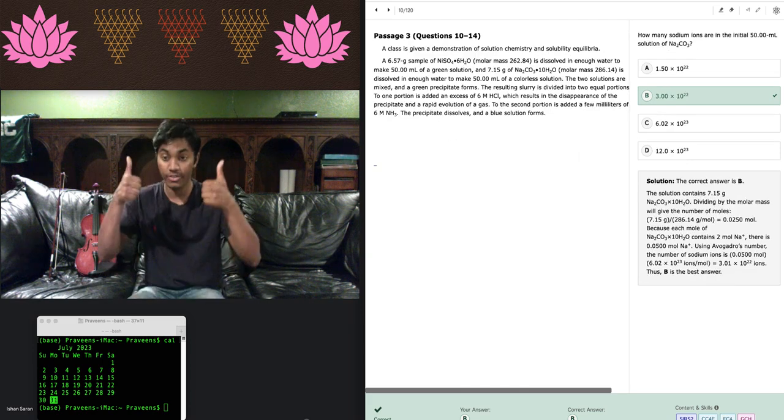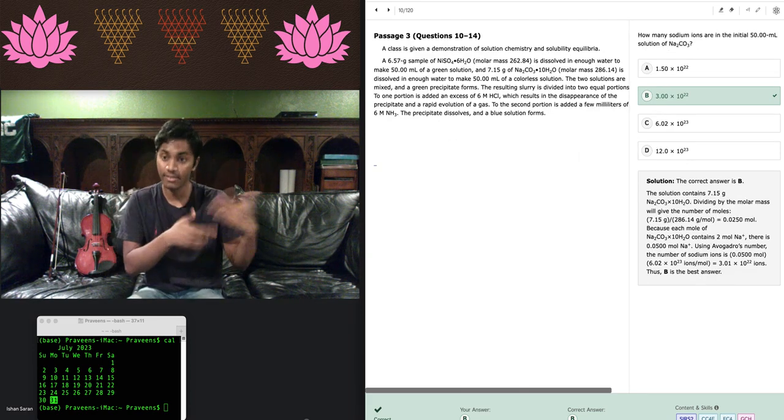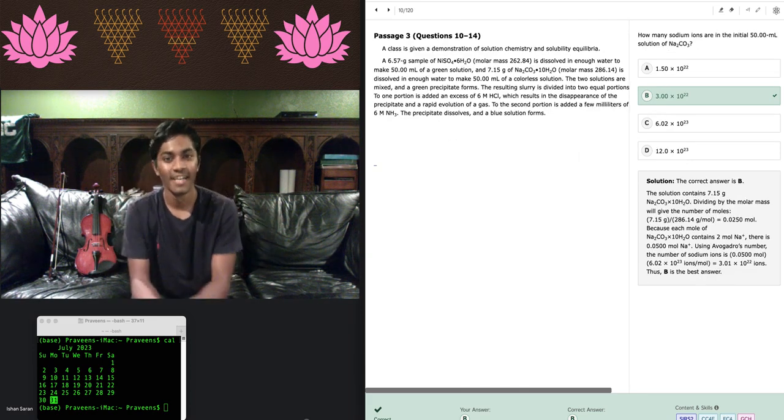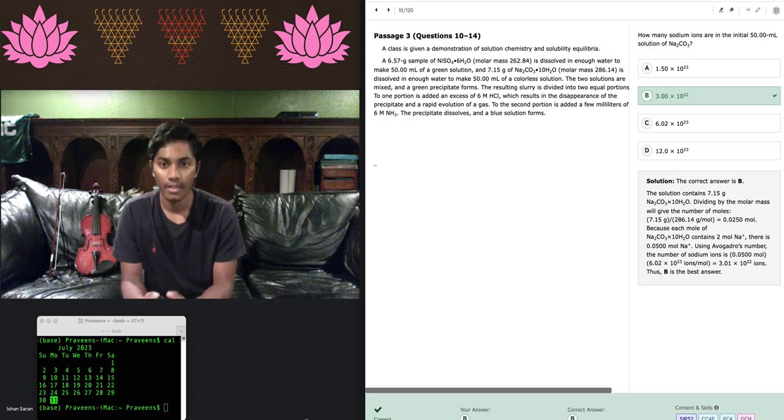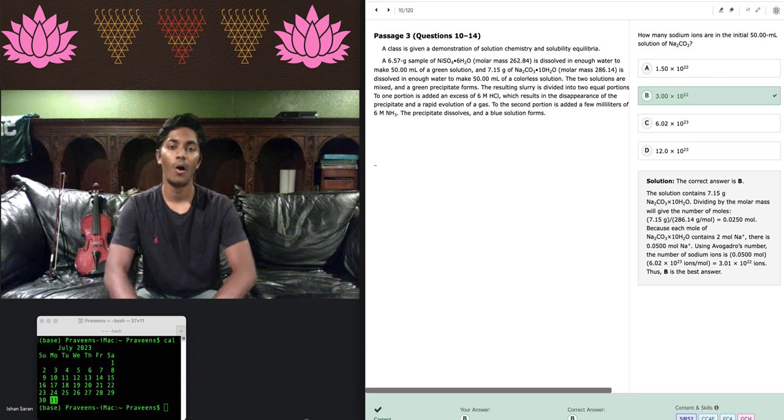And same, if V goes up and P stays constant, T, yada, yada, yada. Good. Next passage. A class is giving a demonstration of solution chemistry and solubility equilibria.